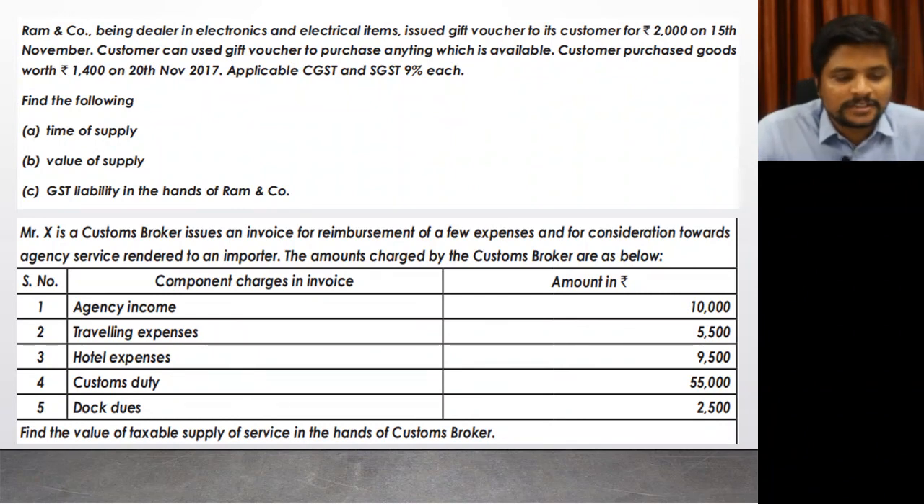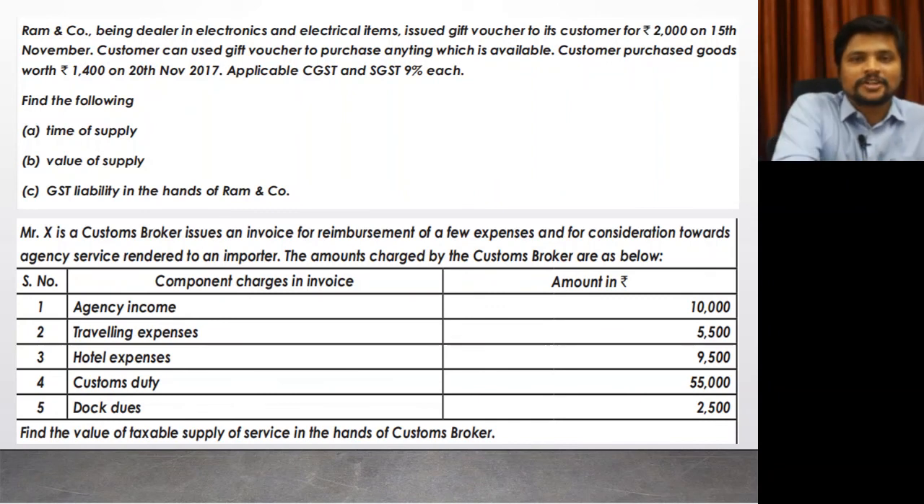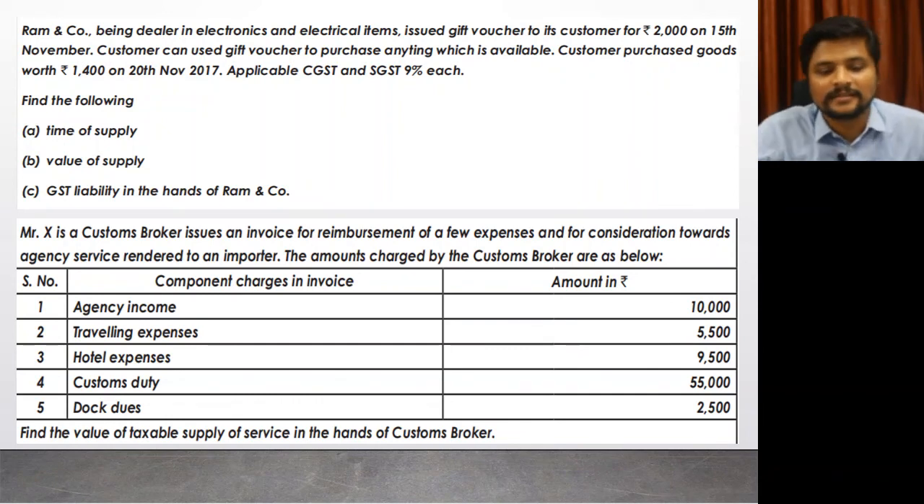First type of charges he has made is agency income. The agency income of 10,000 is to be included because it is the commission he has charged. Second, traveling expenses. He has made some travel which is required for providing the agency supply. This expense cannot be treated as a reimbursement of expense because it is not as per the option of the recipient. For the purpose of providing this agency service, he has done that particular travel. So it forms part of his valuation. It cannot be treated as a reimbursement of expense, so that has to be added for the valuation.